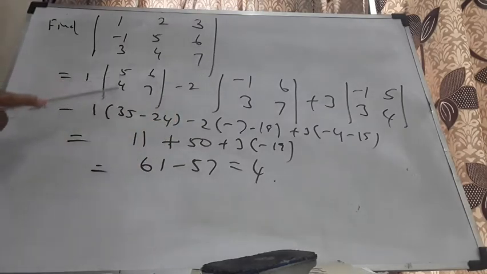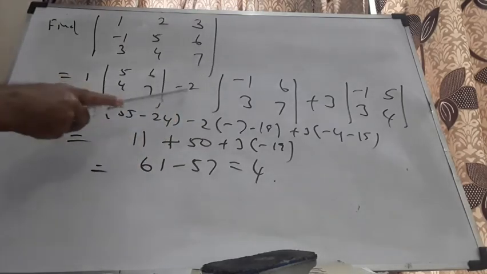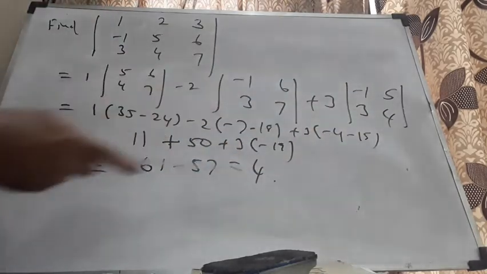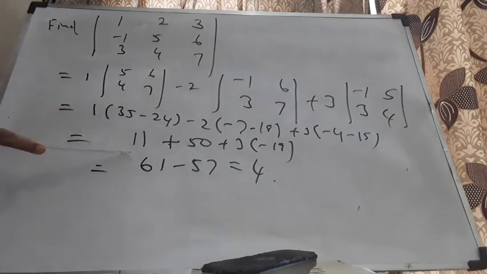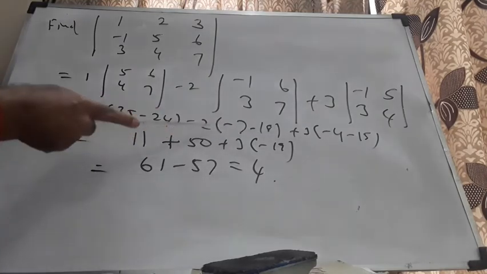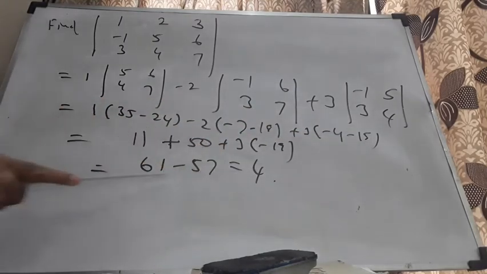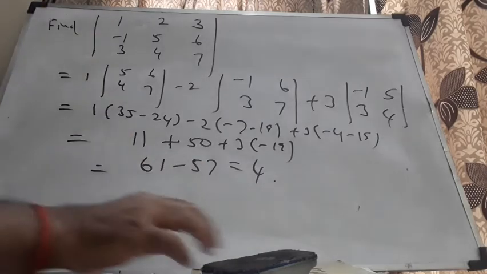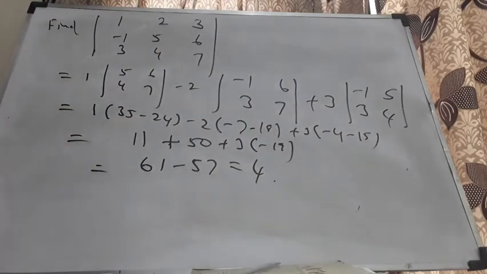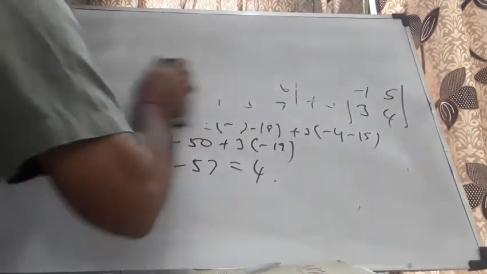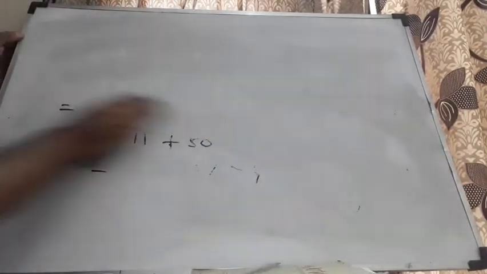Then I'll get it to be 35 minus 24. Minus 2 into minus 7 minus 18. Plus 3 into minus 4 minus 15. Anyway here it is reduced to 11. Here it is minus 25 minus 2 is plus 50. Here 3 into minus 19 is minus 57. Therefore 61 minus 57 becomes 4. Okay, I think it's clear to everybody. Am I right? Okay, it's clear. Therefore, we have seen how to expand a 2 by 2 determinant and a 3 by 3 determinant. We have seen both the cases.